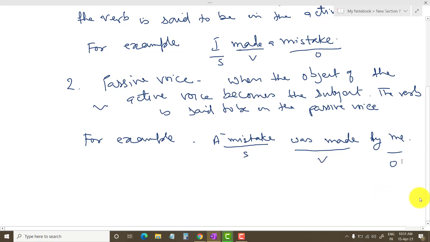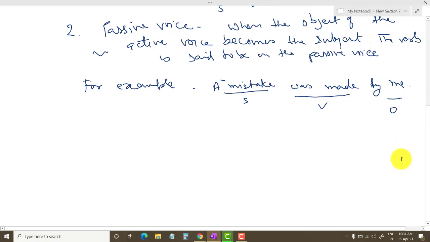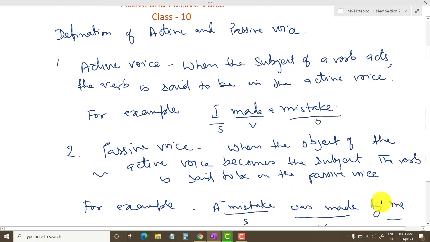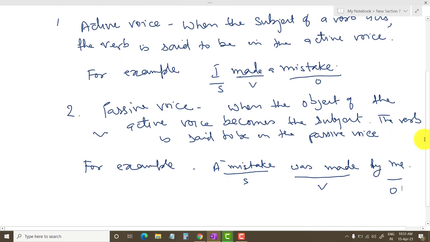Again, I am repeating the definition of active and passive voice. Active voice: when the subject of a verb acts, the verb is said to be in the active voice. And passive voice: when the object of the active voice becomes the subject, the verb is said to be in the passive voice.